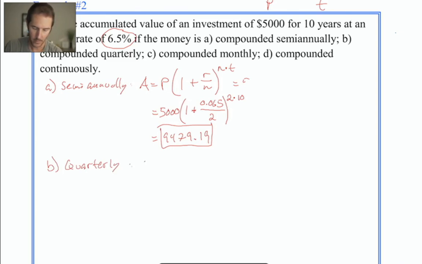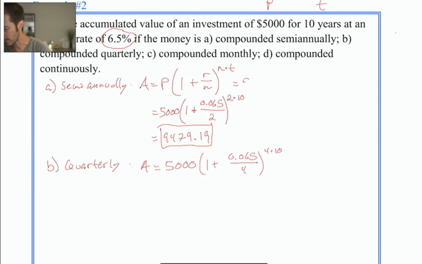So now, our accumulated value will be calculated by taking the $5,000 principal, multiplying it by 1 plus the interest rate, 0.065. We're going to divide it by 4 because it's compounded quarterly. And in the exponent position, we'll do 4 compoundings per year times 10 years. And you can run that into your calculator.